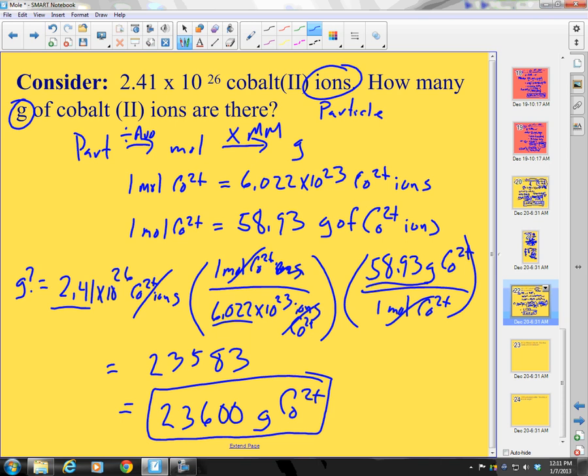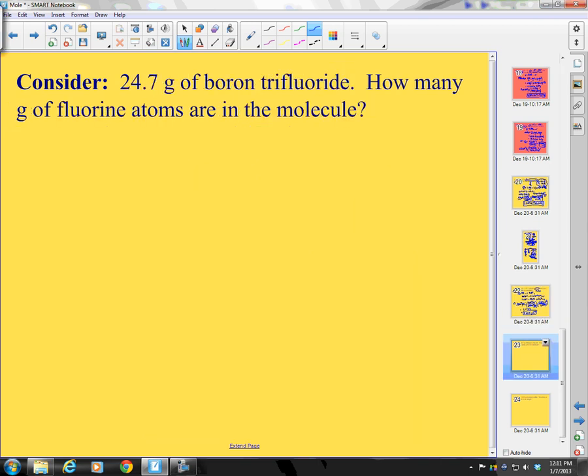All right, moving forward. Okay, this one's tough. I have 24.7 grams of boron trifluoride. How many grams of fluorine atoms are in the molecule? Well, where do we start here? This is different. I have grams of a compound, and I want to get grams of atoms of one particular element in that compound. Do I have a relationship between grams and grams?